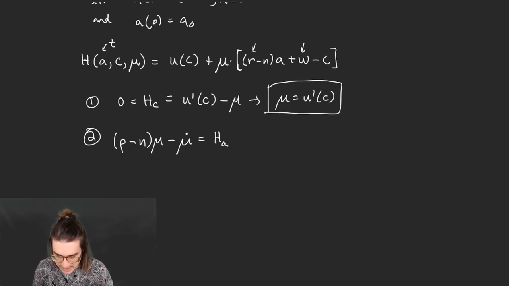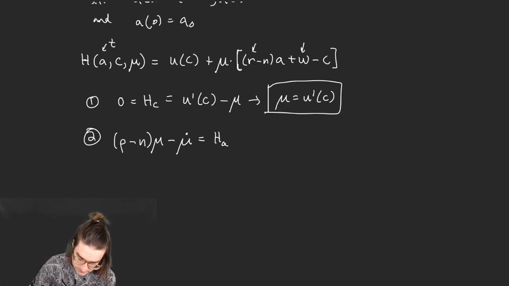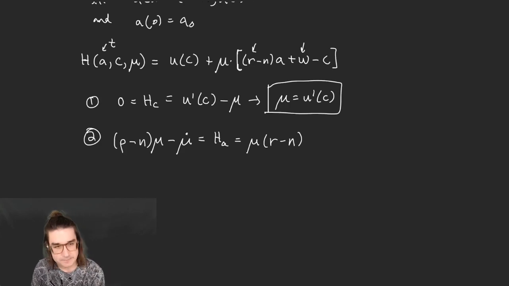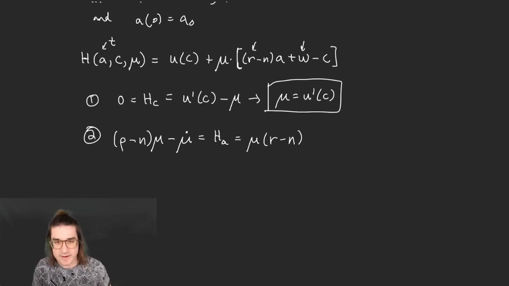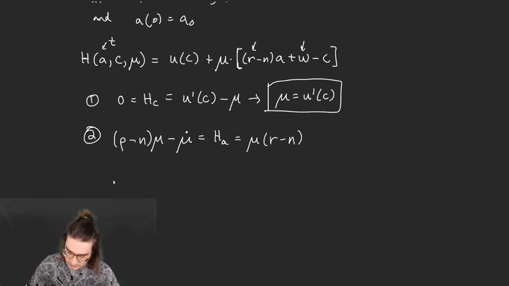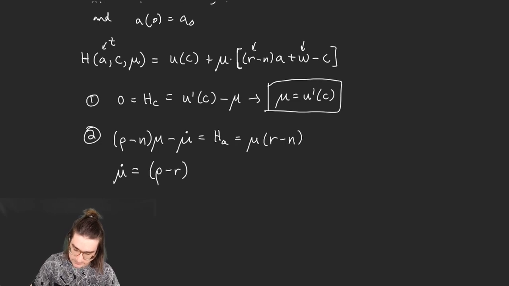Now h_a is relatively simple. a doesn't show up in f, the objective function. It shows up in g just with a mu and an r minus n attached to it. So mu times r minus n. That's what we get. Now we can simplify this a little bit, because there's an n times mu on the left and the right, so those are going to cancel. And then we can combine some mu terms, so we can write mu dot is equal to basically rho minus r times mu.